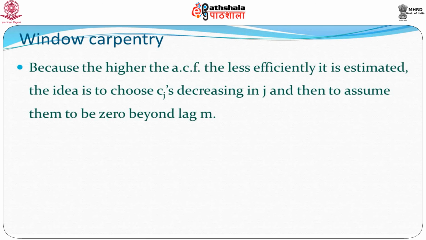So, C_j should be decreasing, and what we assume here is that we take them to be 0 beyond some lag m. So, m can be chosen such that you have reasons to believe that beyond that the gamma h's do not have any relation between each other. Okay? So, they do not actually contribute. So, that is how you choose m.